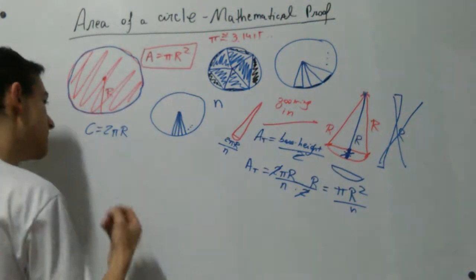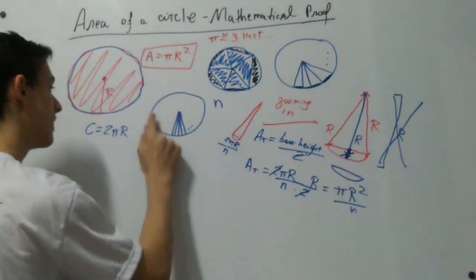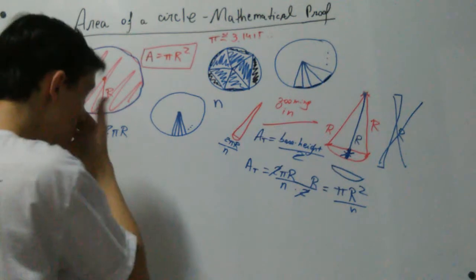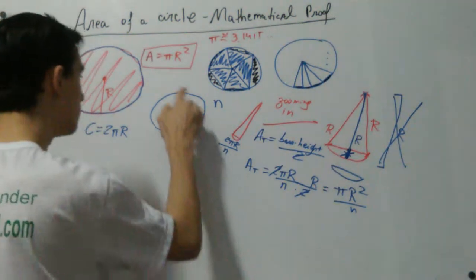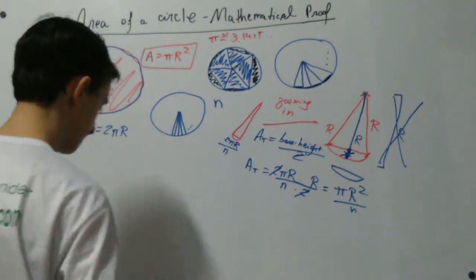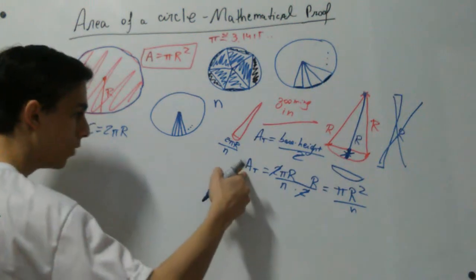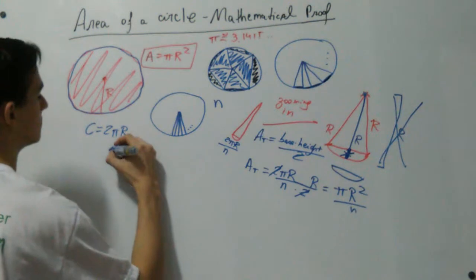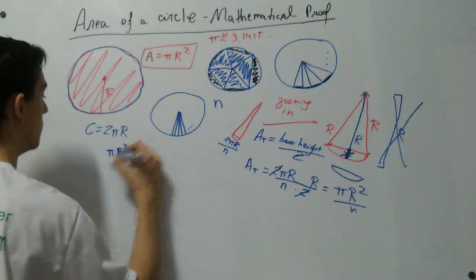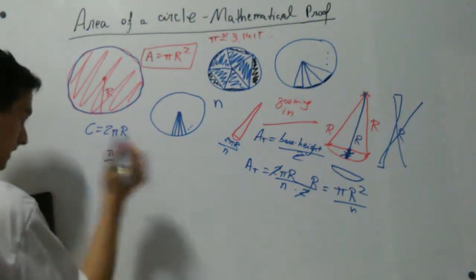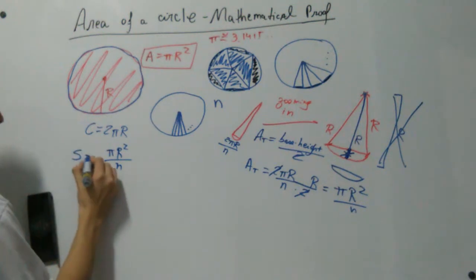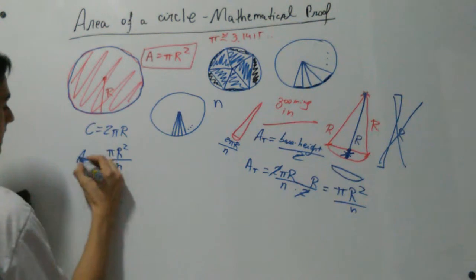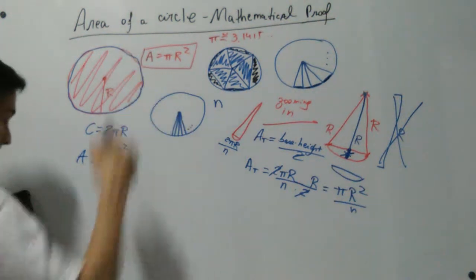So we can consider that the area of all the little triangles summed up is equal to the area of the whole circle. So what's the area of all the little triangles summed up? The area of one little triangle is pi r squared over n. And here we are calculating the area of the circle. Let's call it, as we did the first time, A. It's the area of the circle.